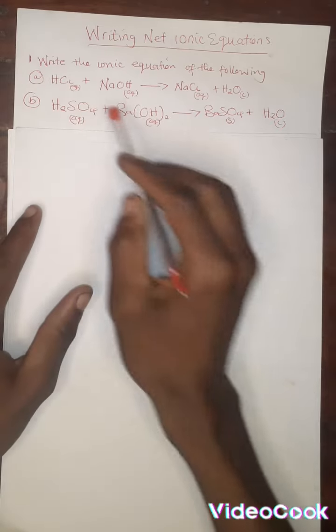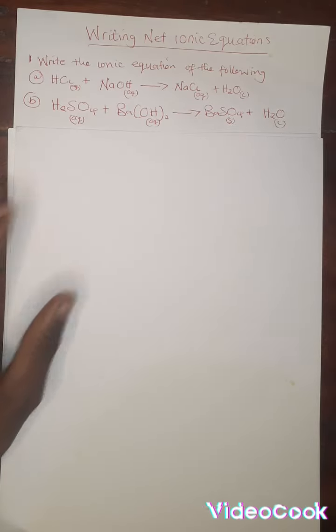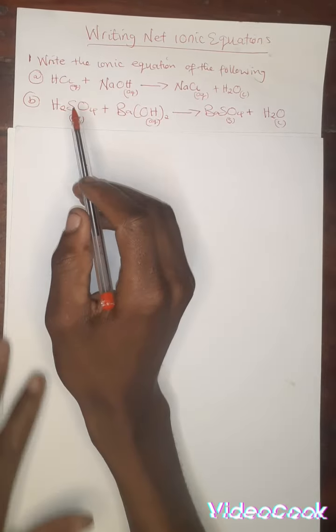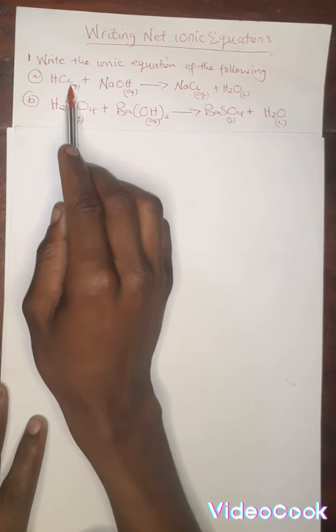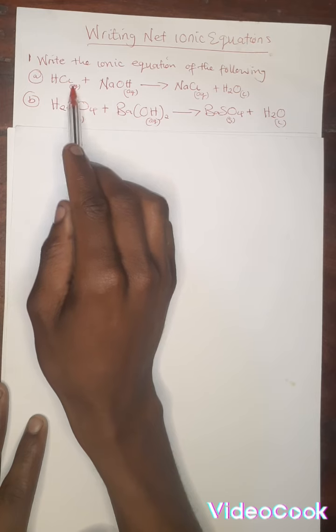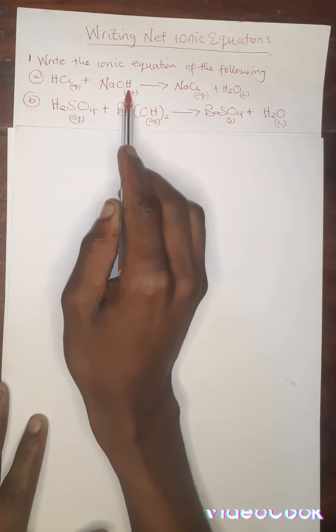In this case, the other steps have already been done for us because the equation is already given. The first step is writing the correct chemical equation. Then number two, we need to balance the chemical equation. So in this case, if you look at the first question, we have hydrochloric acid, which is HCl, plus NaOH, sodium hydroxide, to produce sodium chloride plus water.